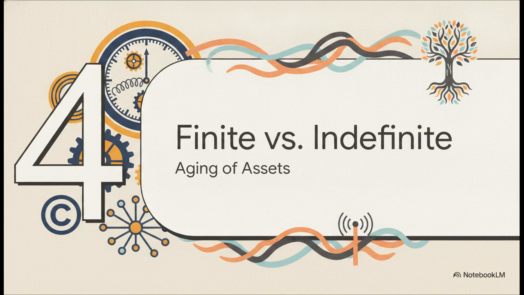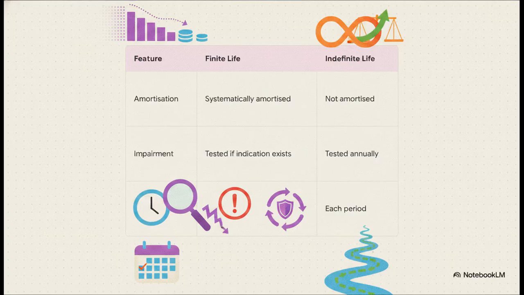Moving along to Section 4, aging. Finite versus indefinite lives. As time passes, we have to account for the aging of our intangibles, and this splits into two distinct categories based on useful life. Take a mental screenshot of this table for your exams. Finite assets get amortized, usually straight line if you can't reliably determine the pattern of consumption, but indefinite assets, the ones where there's no foreseeable limit to the cash they'll generate, they bypass amortization entirely. Instead, they require a mandatory annual impairment test to make absolutely sure they aren't overstated.